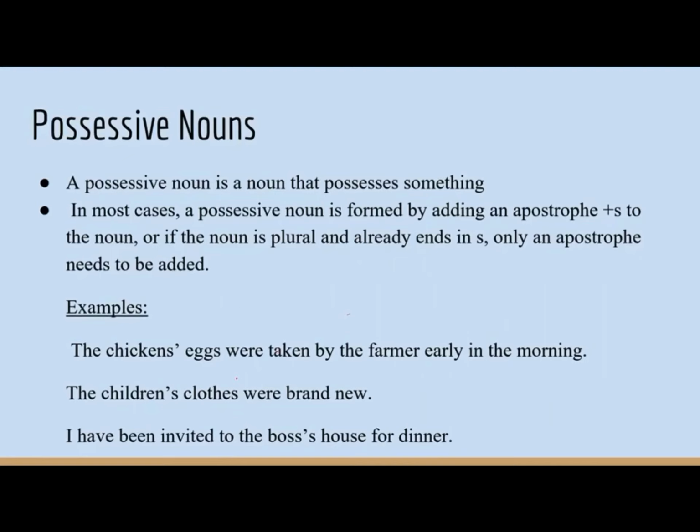So in these cases, let's look at the first sentence. The eggs belong to the chickens. That's why the apostrophe is here, because the eggs belong to the chickens. Second sentence. The clothes belong to the children. These are the children's clothes. Apostrophe S. I have been invited to the boss's house for dinner. The house is the boss's. Again, apostrophe S.